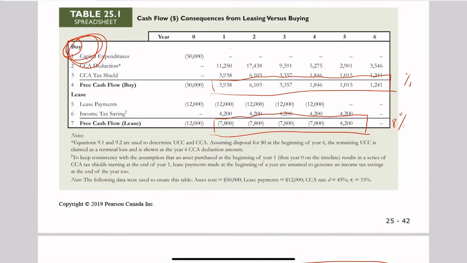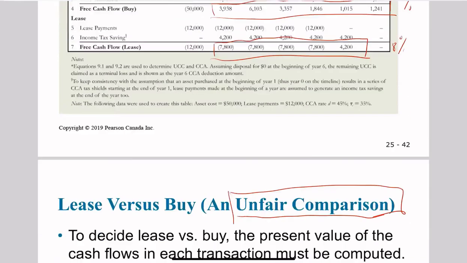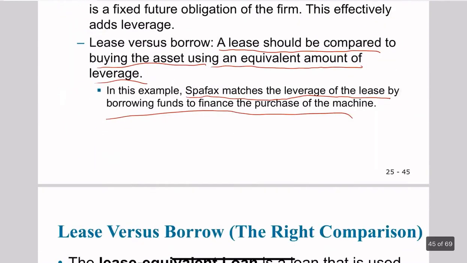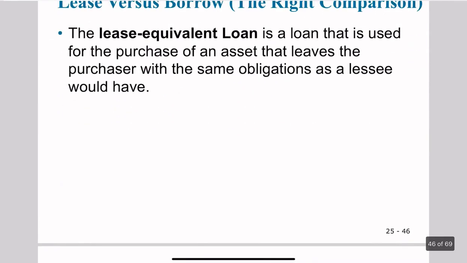However, that was an unfair comparison because when the firm is leasing, the firm is taking on leverage. And when the firm is buying, the firm is not using leverage. So to do a fair comparison, we want to make sure that the firm is using the same level of leverage, whether it's buying or leasing. And to do this, we would consider the so-called lease equivalent loan. Basically, this is a loan used by the firm that leaves the firm with the same kind of leverage as a lessee.